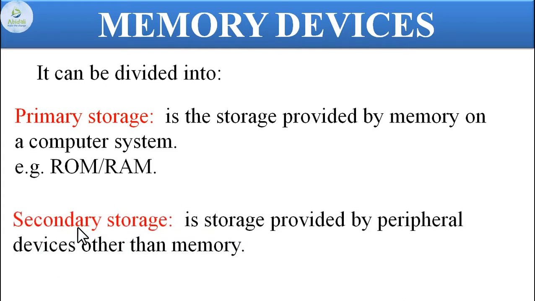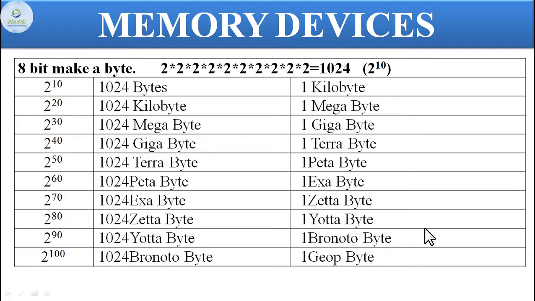Then the secondary storage device that we have seen is the storage capacity which has been provided by the peripheral devices other than the main memory. Now, what do you mean by the term peripheral devices? The peripheral devices are the devices that are attached from outside. They are not directly attached to the motherboard or to the computer system. They are not present on the computer system board. They are attached from outside, such as CDs, DVDs, flash drives and other things.